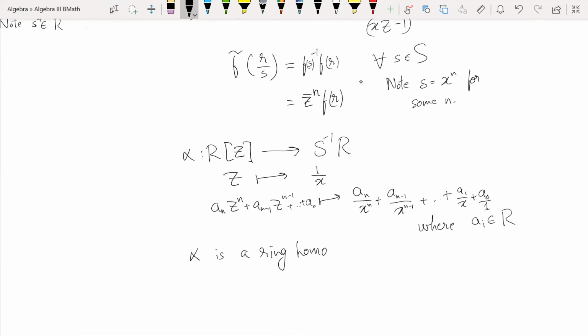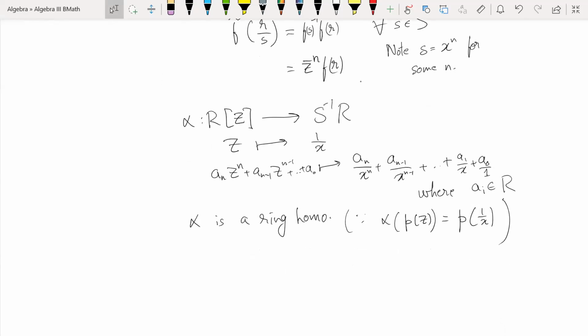Why? Because it's an evaluation map. Alpha of a polynomial p(Z) is just p evaluated at 1 over x, and we have checked many times that such a map is always a ring homomorphism. If you have two polynomials p(Z) and q(Z), then you just add them, so the evaluation behaves well. So alpha is a ring homomorphism.